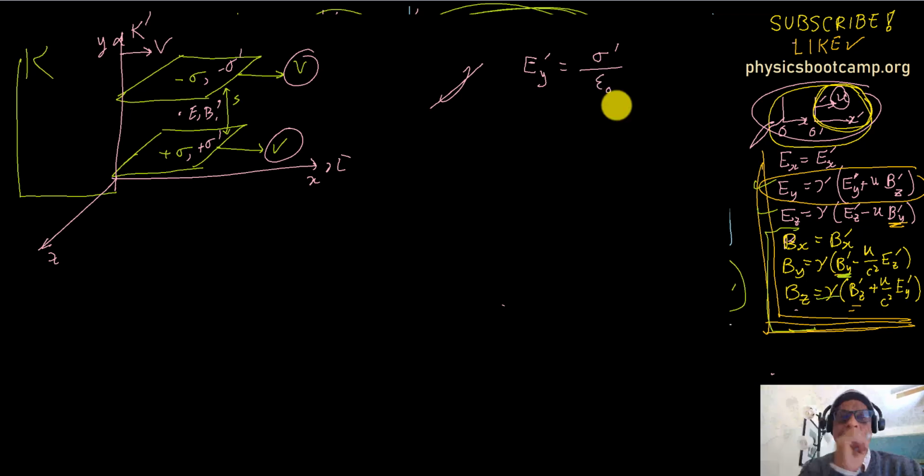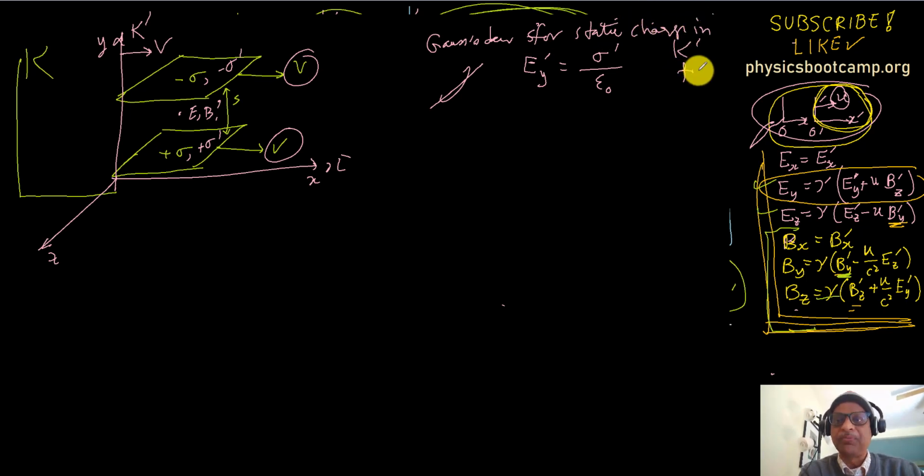Now how do I know this? Well, you can use Gauss's law. From Gauss's law, for static charges in the K prime frame, Ex prime is 0, Ez prime is 0, and B prime is 0.